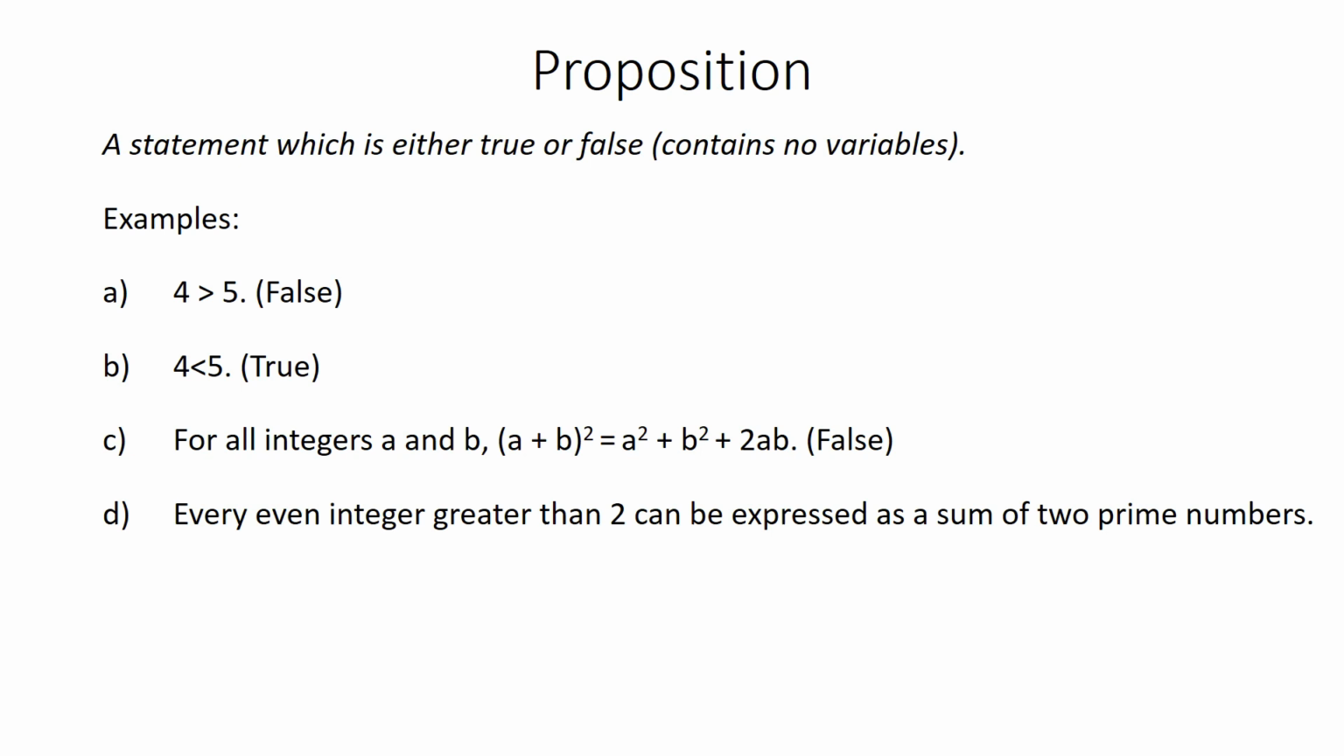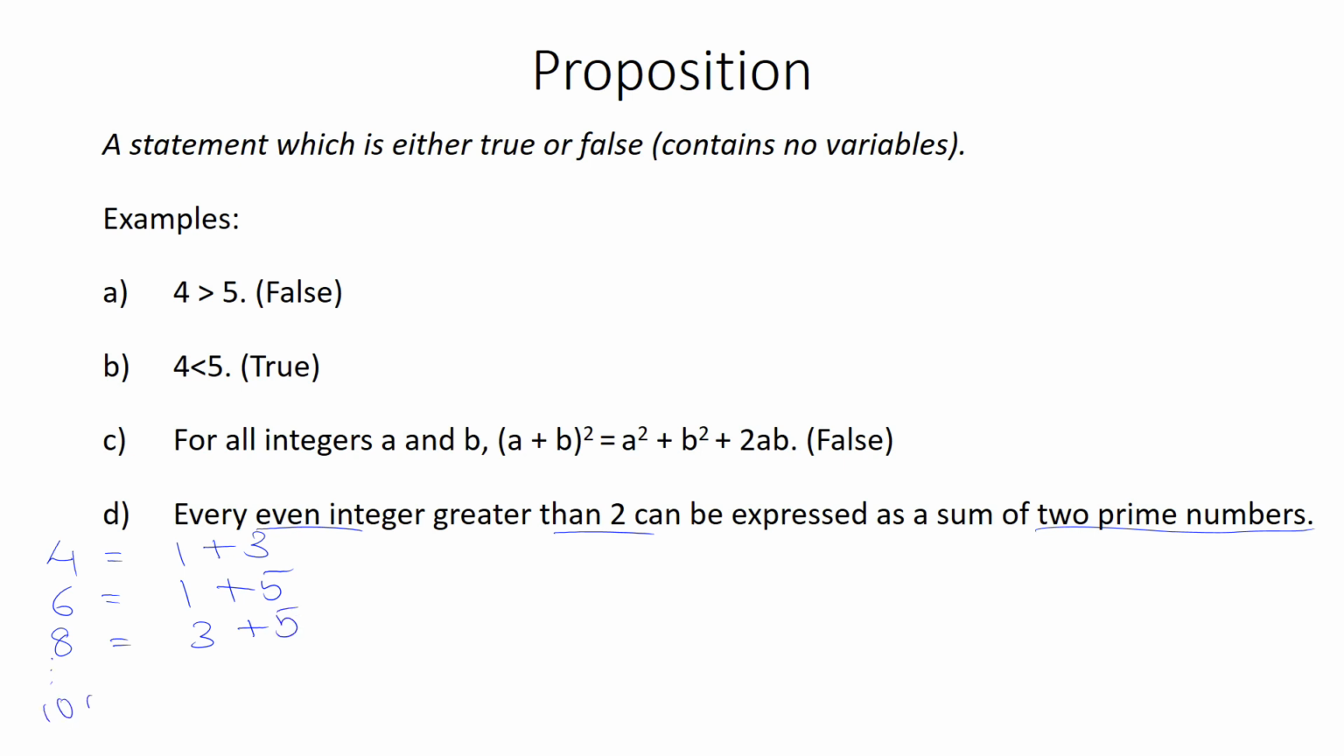The next statement is that every even integer greater than 2 can be expressed as a sum of two prime numbers. Let's take a few examples to see if this proposition sounds reasonable. Let's start with 4, right? We're talking about even integers greater than 2. So 4 can be expressed as a sum of two prime numbers, 1 plus 3. 6 can be expressed as 1 plus 5. 8 is 3 plus 5, and so on.